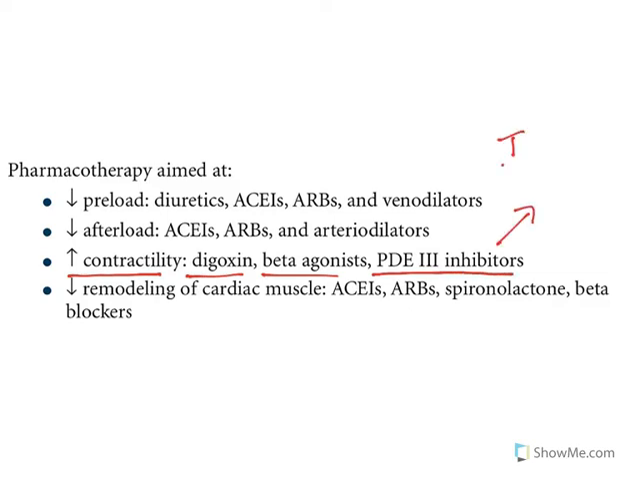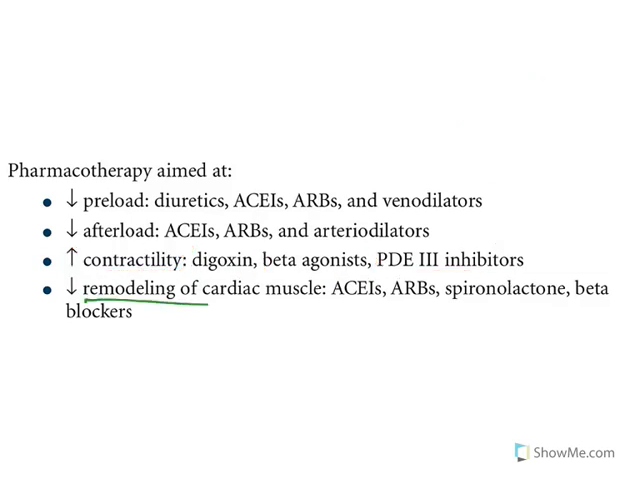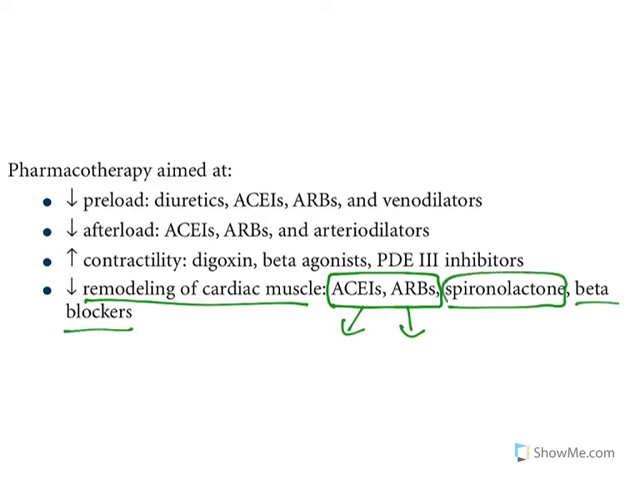Now the next group, increasing contractility, is possible with digoxin, beta agonists and phosphodiesterase 3 inhibitors. These drugs are known as inotropic agents. Inotropics. Now, positive inotropy means increasing cardiac contraction. So these drugs increase cardiac contraction and hence contractility is increased. Now the last group, decreasing remodeling of cardiac muscle, is possible again with angiotensin 2 blockers like ACE inhibitors and ARBs, spironolactone, an aldosterone antagonist, and beta blockers. Understand the pharmacotherapy.